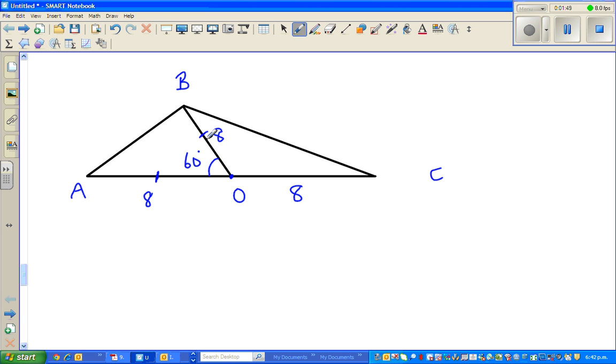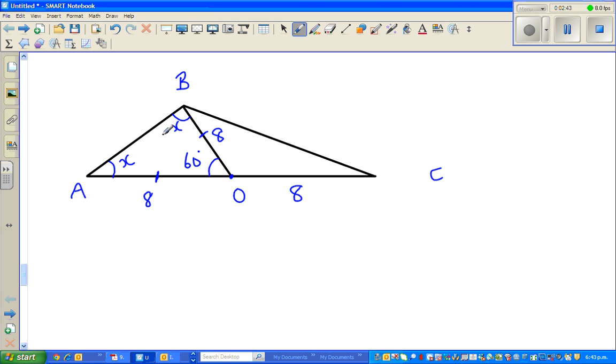If this is 8 and this is 8, if two sides are equal, the opposite angles are also equal, the base angles are equal. So if this is x, this would also be x. Does it make sense? If you consider triangle AOB, these two are the sides, so the base angles have to be equal. If this is x, this will also be x because they are the base angles of an isosceles triangle. That's a rule you can understand.